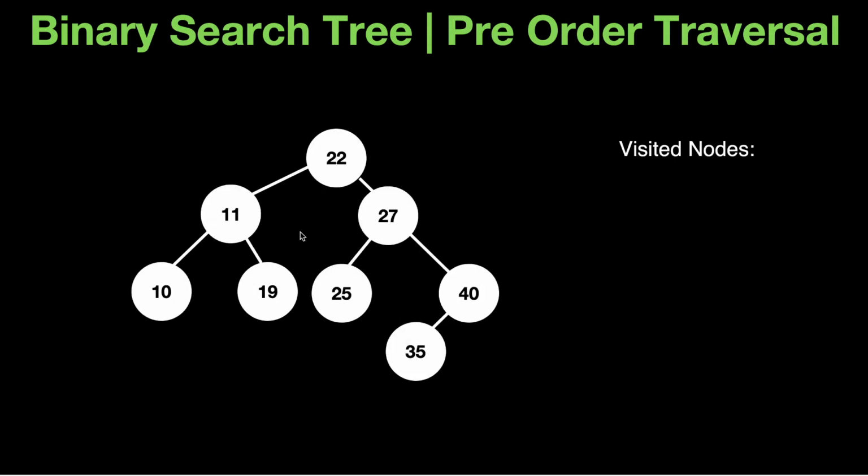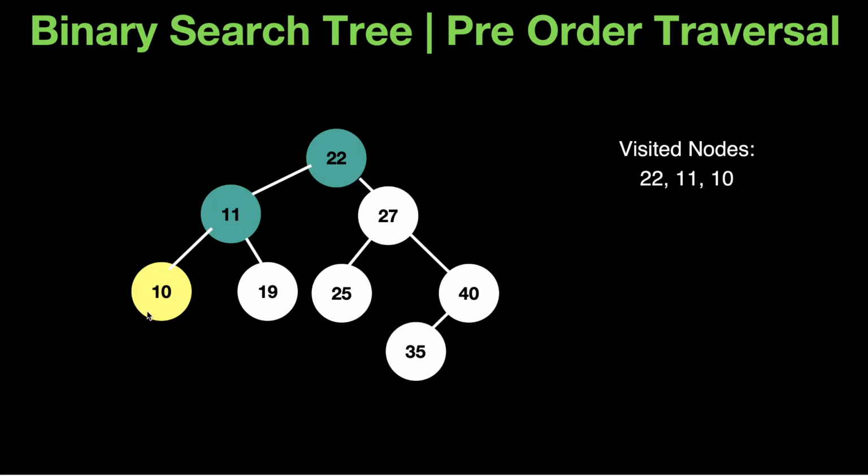Let us see with an example. We will start from 22. So first of all visit 22 and then only go to the left subtree. So visited nodes, 22 is already visited. Now go to left subtree. Now visit 11, because we have to first visit the node and only then we go to the child, the left subtree. Now 11 is visited. We go to 10 and visit 10.